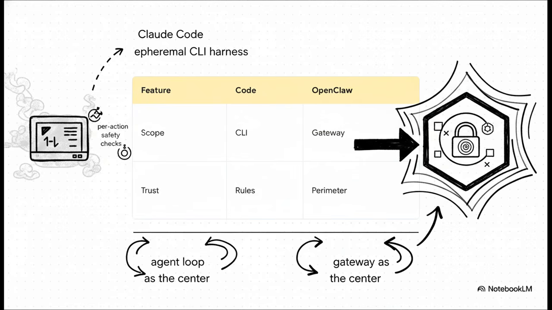Claude Code is this ephemeral command line tool. It only lives as long as your terminal session and relies heavily on per-action safety checks. OpenClaw, on the other hand, acts like a persistent multi-channel gateway. It secures the perimeter first with identity and access controls, and only then lets the embedded agent act. Claude Code treats the agent loop as the center of the universe, whereas OpenClaw treats the gateway as the center. It's fascinating how product requirements completely alter the system scope.